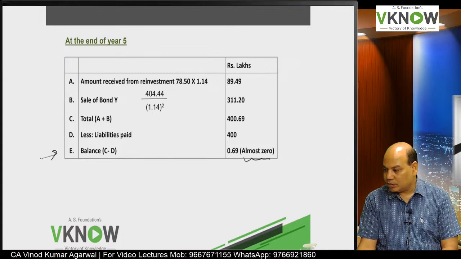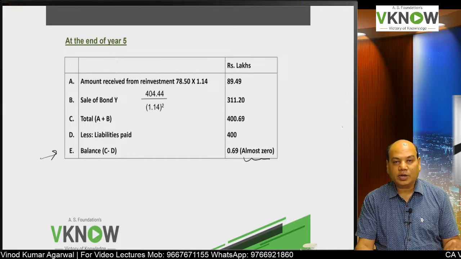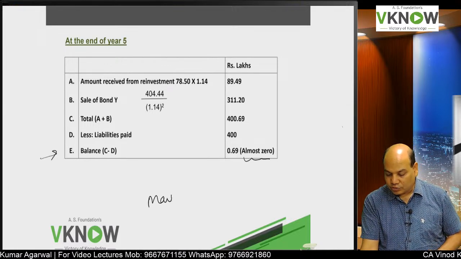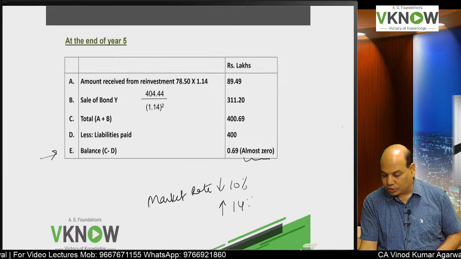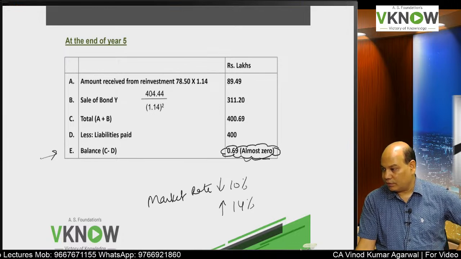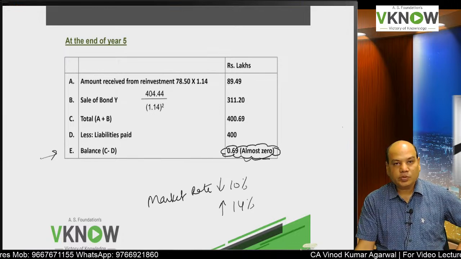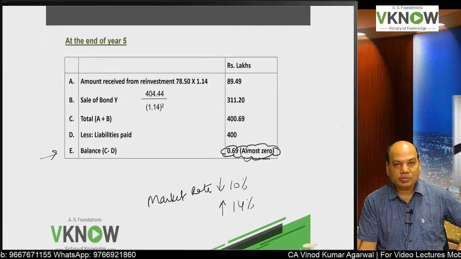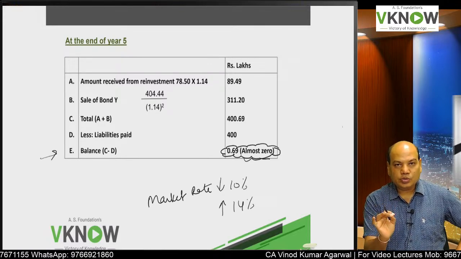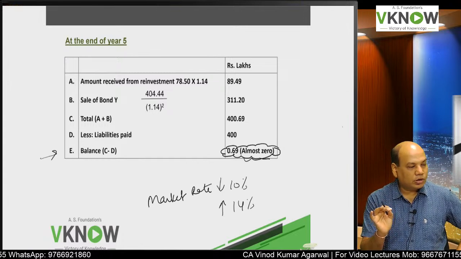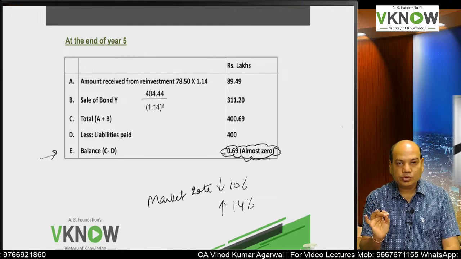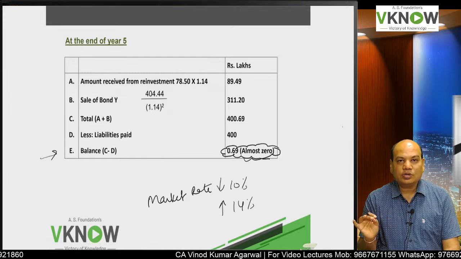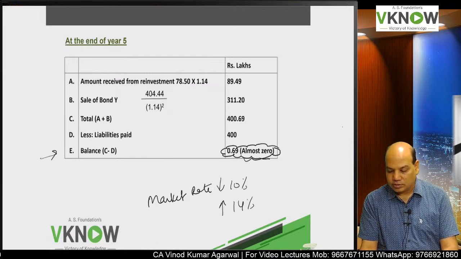It cannot be zero. Sometimes it can be zero also, but it is irrespective of whether the market rate has gone down to 10% or gone up to 14%. You are finding that you are close to zero after 5 years, which means you are able to immunize your liability by investing in bonds when the duration of the bond portfolio is equal to the duration of the liabilities. So these two examples were given to convince you that this is how the immunization strategy will work.